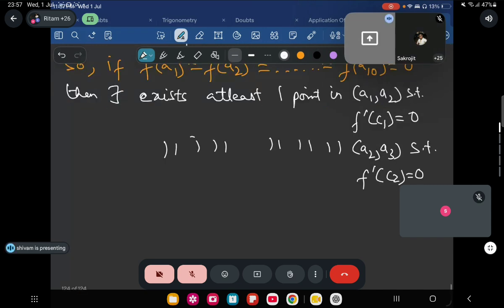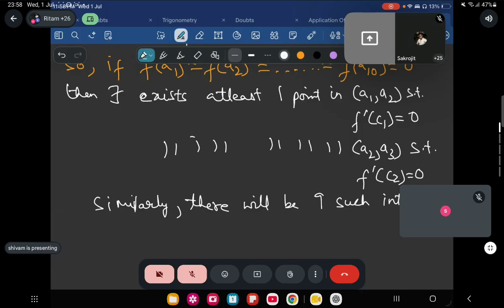Okay, similarly, how many such intervals will there be? There will be 9 such intervals. Tell me, are you people getting it? 9 such intervals. So there will be 9 points we are going to get.